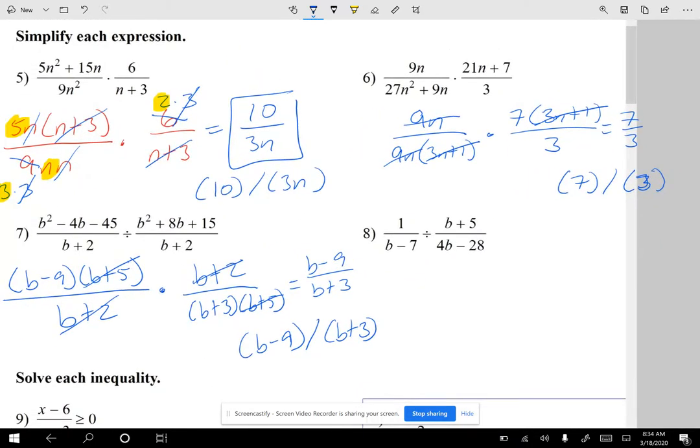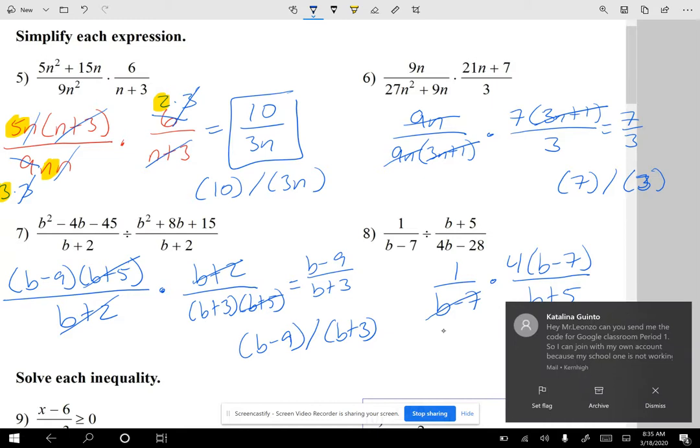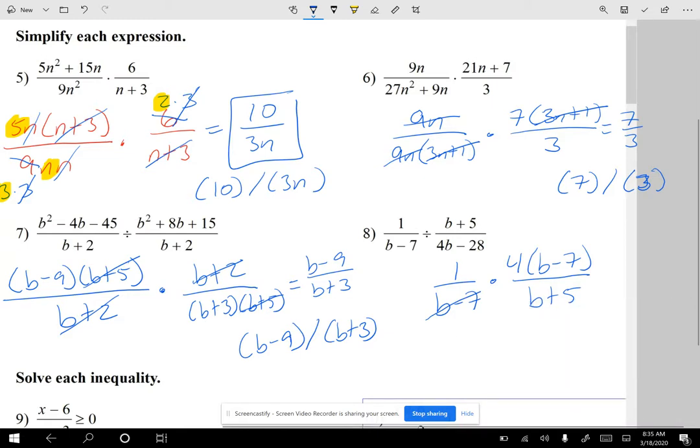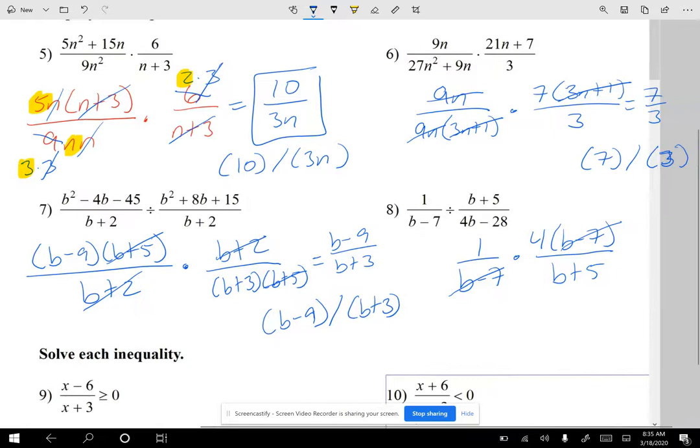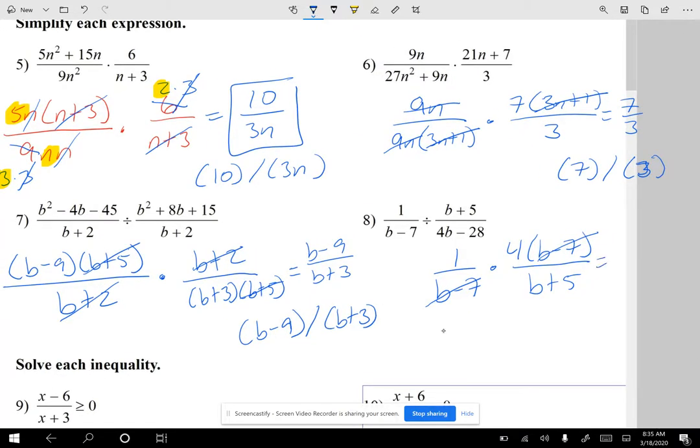Lastly, let's take a look at number 8. My first fraction is just 1 over b minus 7 times the top of the first fraction. Let me factor a 4. That gives me b minus 7 over b plus 5. The b minus 7s cancel out. So I get 4 over b plus 5.